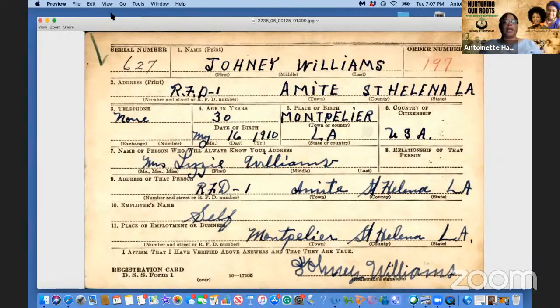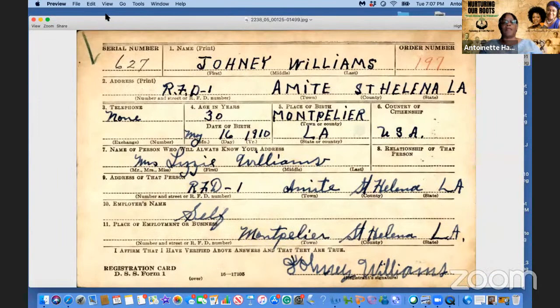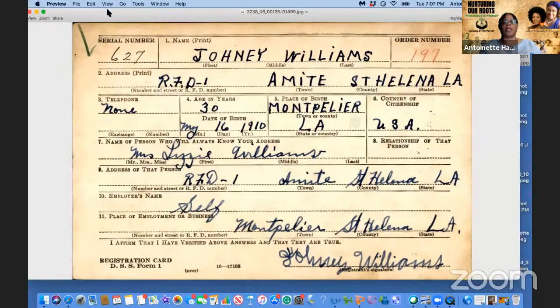Okay, this is the registration card for Johnny Williams. I found this record on Ancestry, and a lot of the men, when they turned 18 years old, of course, had to register for the Selective Service. So what I want to point out about the records is that the records give you a lot of information. This record can be found on familysearch.org, or it can be found on Ancestry. But let me just point out to you what you will find.